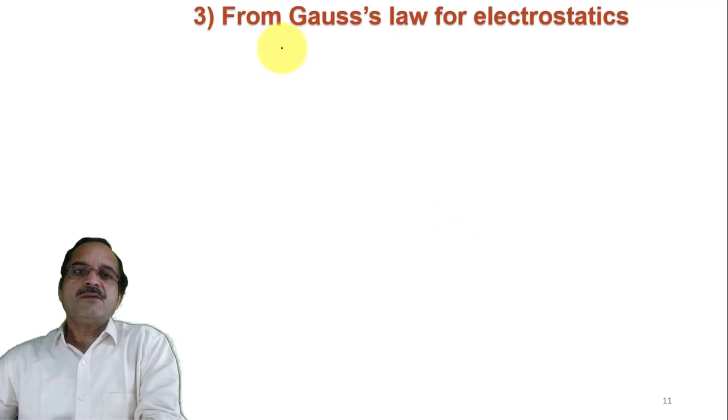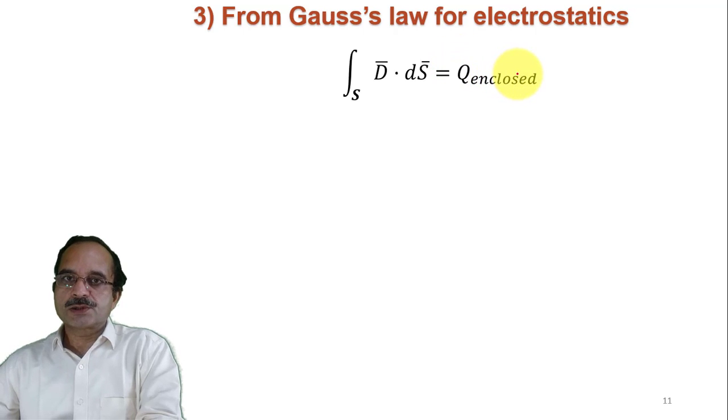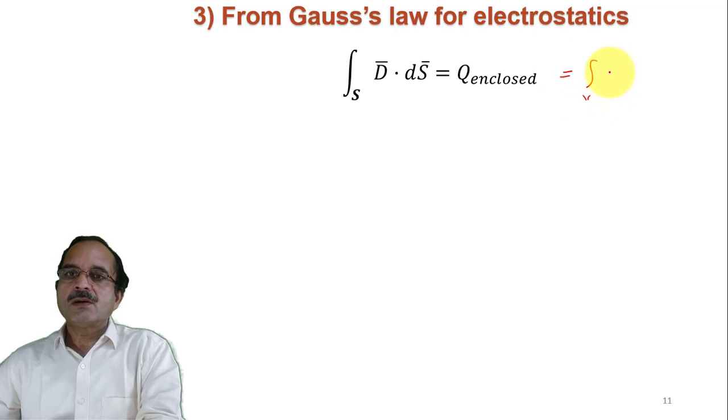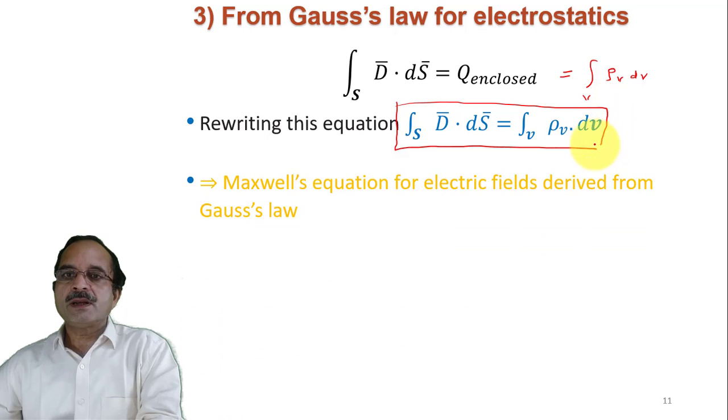The third equation, which we have derived earlier in case of static fields, is the integral D dot ds equal to the charge enclosed. Now the charge enclosed, we have seen, is the same as the volume integral rho v dv. So this is the Maxwell equation in integral form in case of time varying fields.